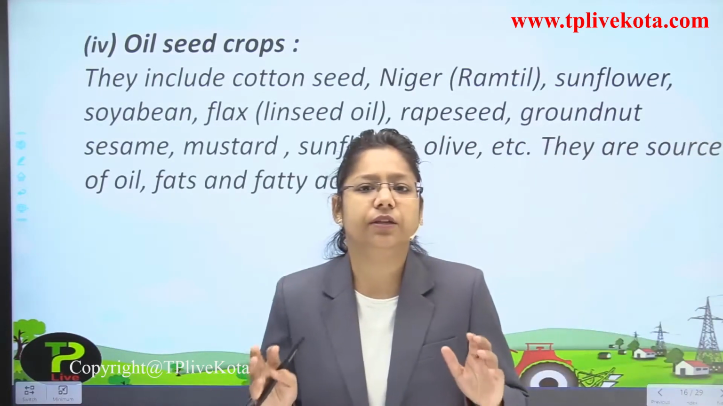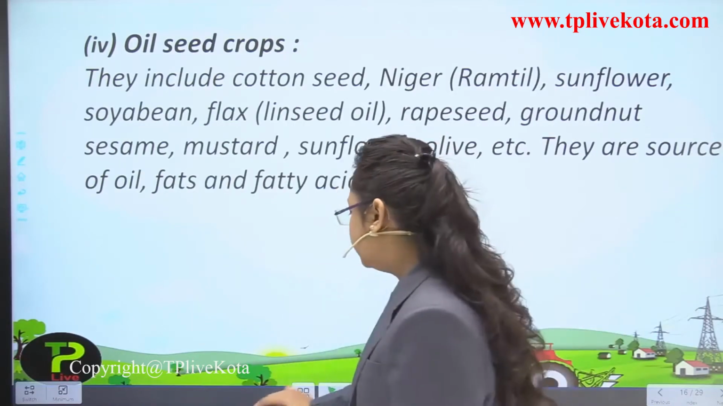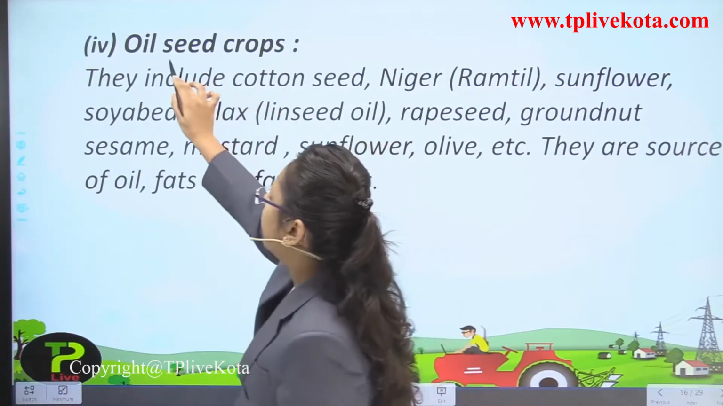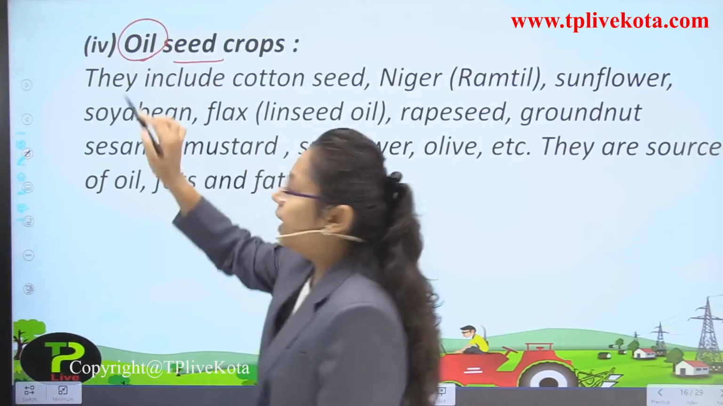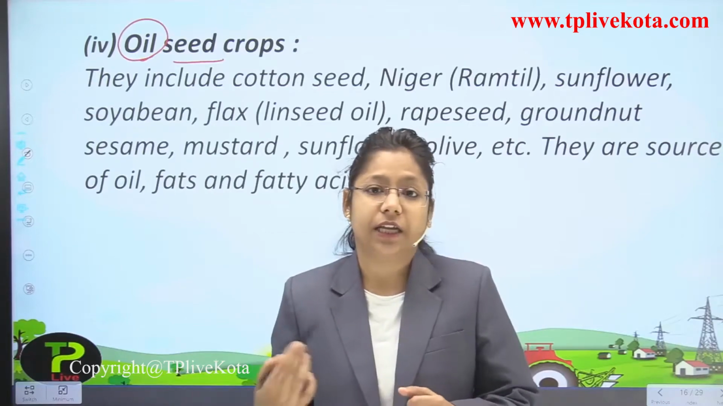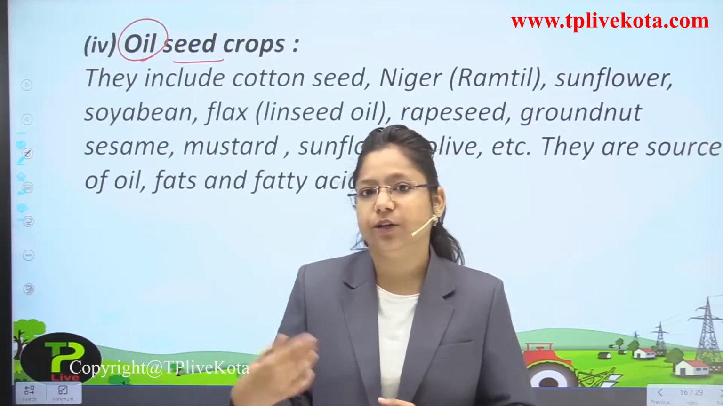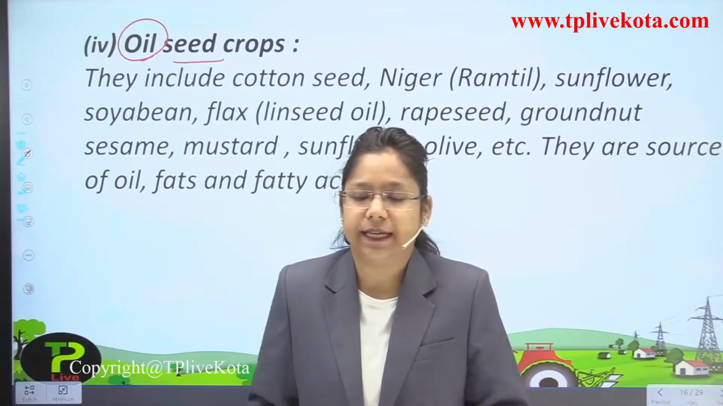Now why we are using the two terms over here, the oil also and seed also? So the seeds which are capable of producing oil are known as oil seed crops. There are some seeds which are capable of producing oil. They are known as oil seed crops. Now what are they? We should see the examples.